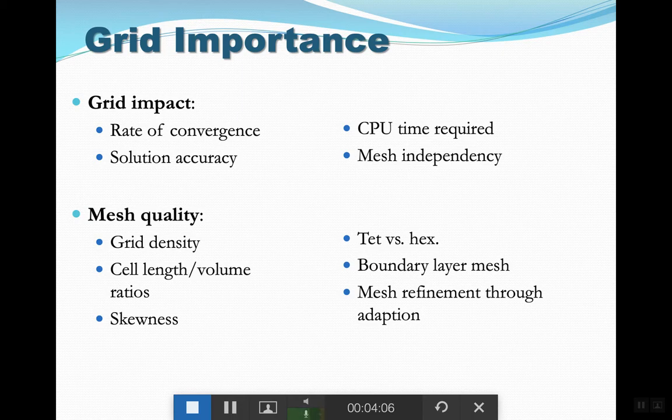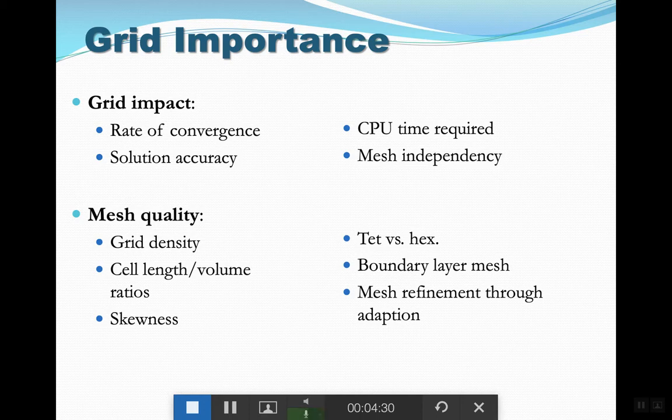So these were the effects, the reasons the grid is important. And these parameters will be determined by your mesh quality. So mesh quality is the parameter that defines the quality of your grid and the impacts that it will have on your simulation.